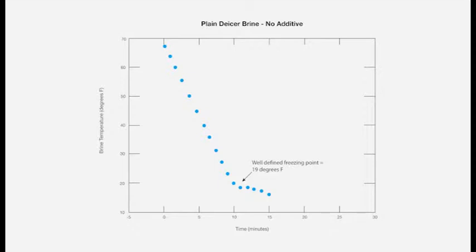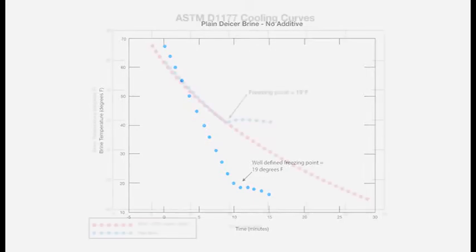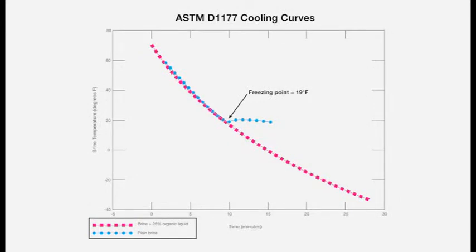Now watch what happens if we take the same brine but blend it with 25% of an organic-based performance enhancer. The red line you see is that same magnesium chloride brine, but now with the organic-based performance enhancer added. And note, we've completely lost that well-defined break in the cooling curve. So does that mean that the liquid has no freezing point? No, it does not. There is still a freezing point there, but measuring it is being interfered with by that cryoprotectant additive.